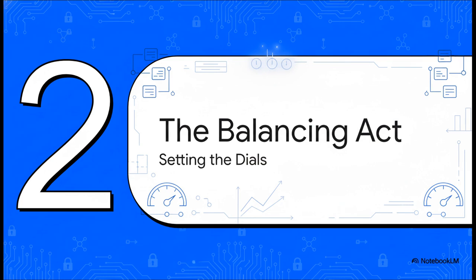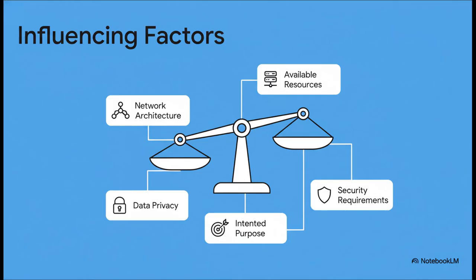Okay, on to our next section, the balancing act. You know, collecting all this network data isn't as simple as just hitting a big red record button. Before you do anything, you've got to make some really key decisions about how much detail you actually need to capture. And it really is a balancing act, you know? It's always a trade-off. You've got to weigh all 5 of these things against each other.